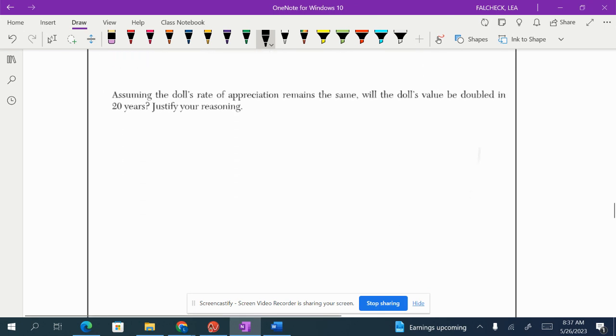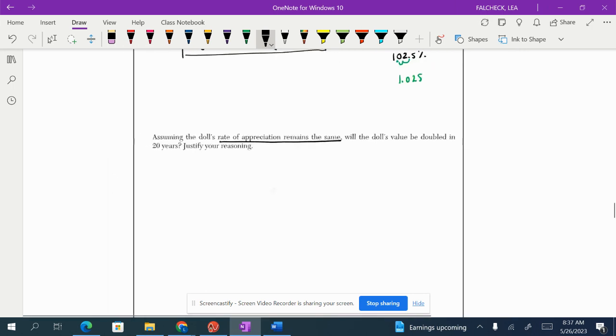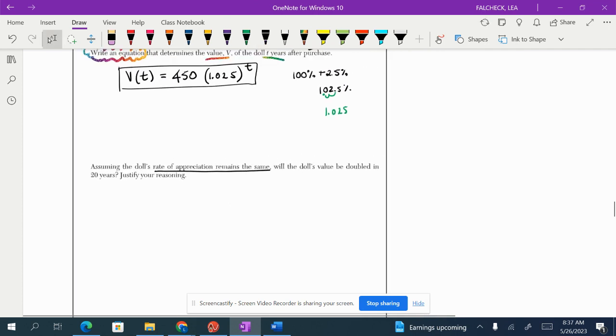Part 2. Assuming the doll's rate of appreciation remains the same, right? So it's saying it's still increasing by 2.5% each year. Will the doll's value be doubled in 20 years? Justify your reasoning. So first, let's see what the doll's value will be in 20 years, and then we'll determine if it's a double of the initial price or something different.